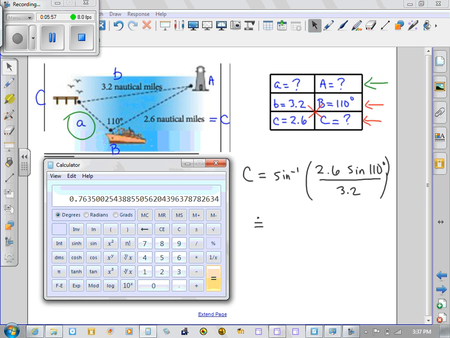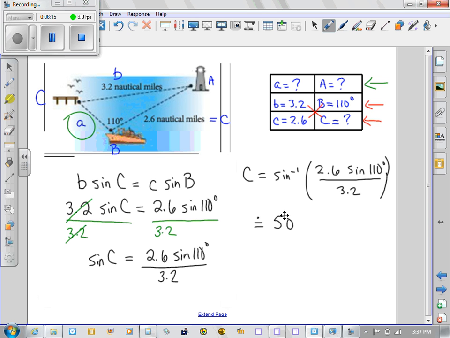Now, I'm going to take the inverse of that. So I'll press my second function, or inverse function, and then I'll press inverse sine, and I get 49.7 degrees. So we're going to round that to approximately 50 degrees. So going back to our table now, we have angle C at 50 degrees.